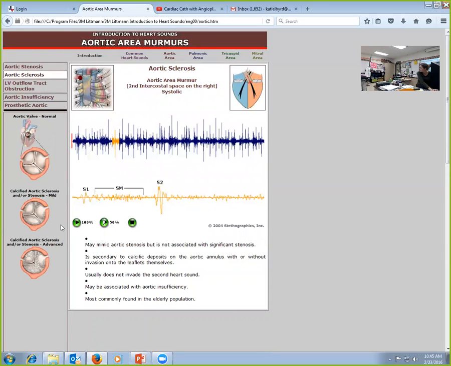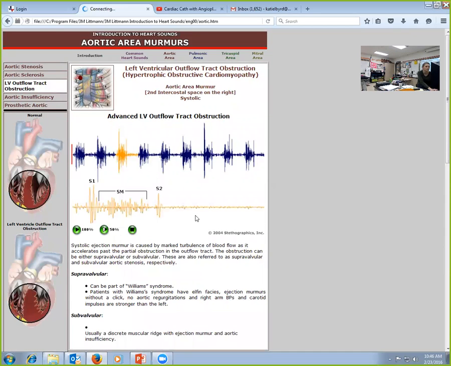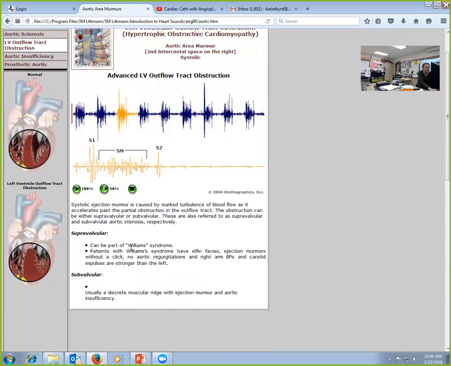Sclerosis, which means hardening. So aortic hardening, basically. It's not going to open and close like it should. Yeah, that's because a lot of these you'll hear, there's some that are moving constantly. Like there should be a time when there's no movement. That's an obstruction, a left ventricle obstruction, which I'm not even sure what would cause. That says it can cause it in patients with Williams syndrome.